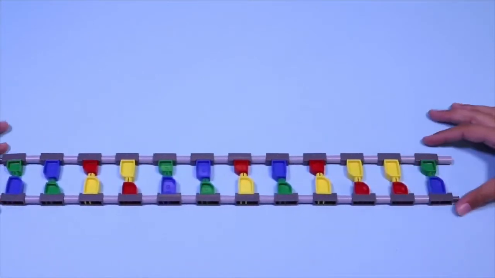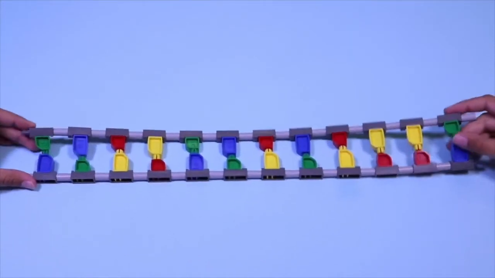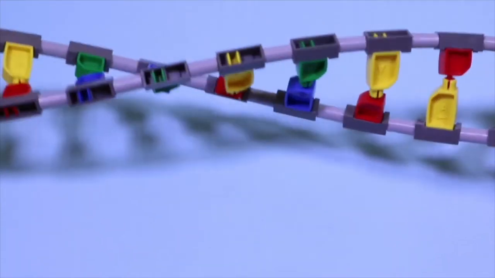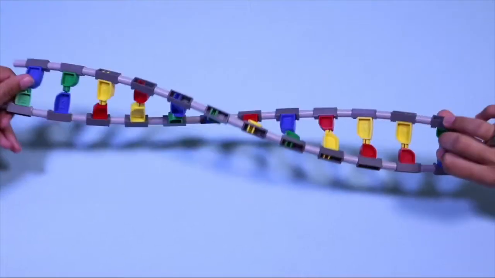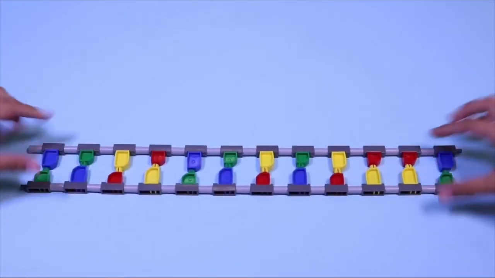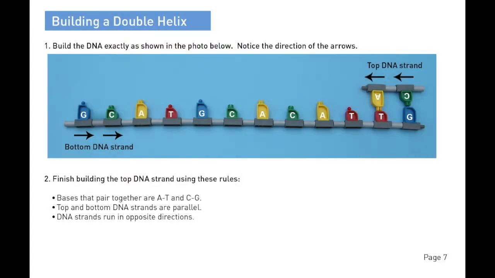When you finish the top strand, twist the DNA to make a double helix. DNA is called a double helix because the two strands of DNA twist around each other in a spiral shape. So what you'll see on page 7 is the start of a DNA double strand.